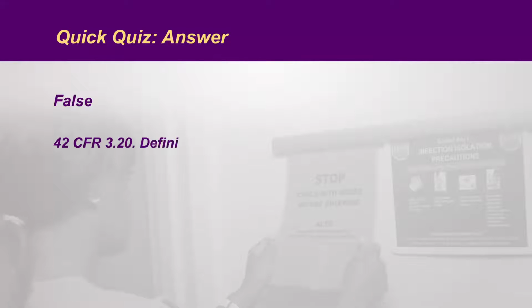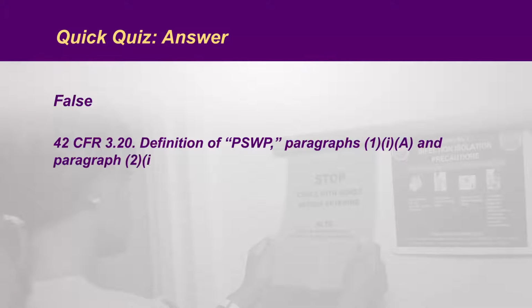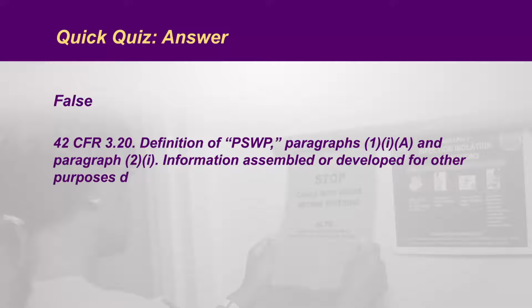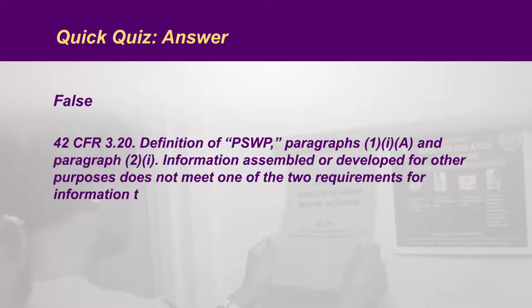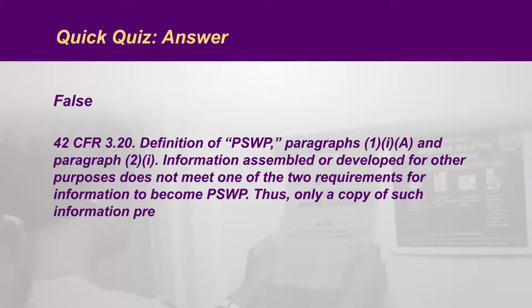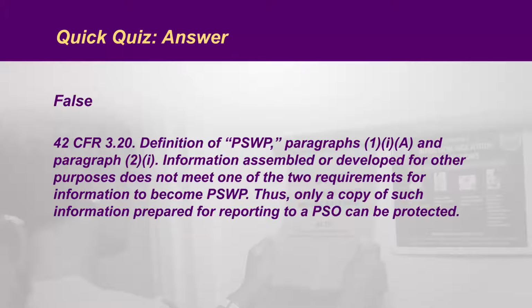False. Information assembled or developed for other purposes does not meet one of the two requirements for information to become PSWP. Thus, only a copy of such information prepared for reporting to a PSO can be protected.